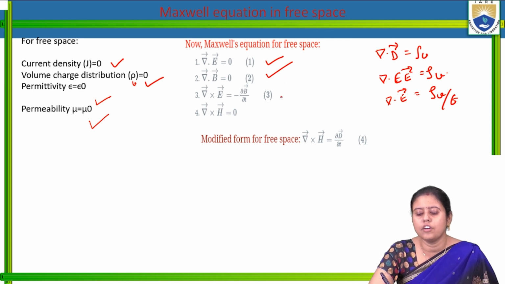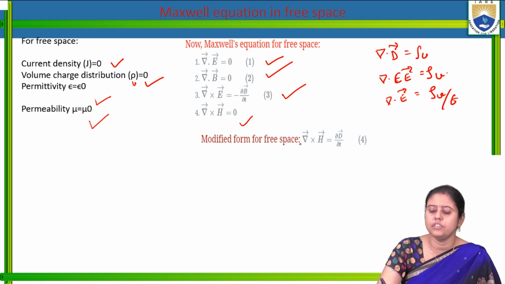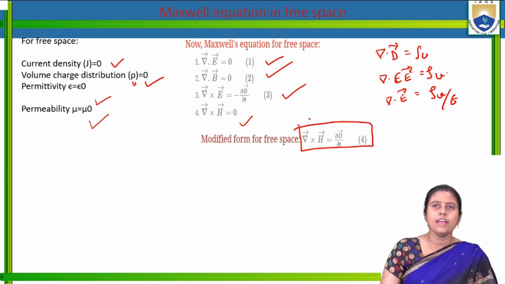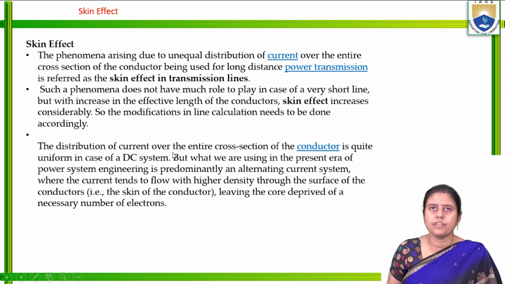Grad cross E is equal to minus del B by del T, Faraday's law, and grad cross H is equal to J is Ampere's circuital law. As there is no current, the current density will be 0, and we can write grad cross H is equal to 0. But if we want to modify it for free space, we can write grad cross H is equal to del D by del T. So this is the modified form for free space.